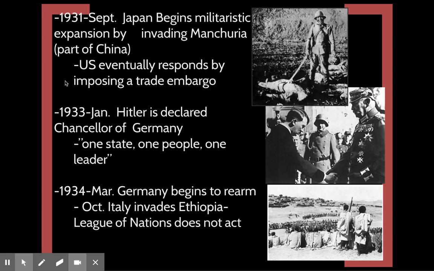So move forward a couple years, 1933. In January, Hitler is going to be declared the Chancellor of Germany. What you need to understand about Germany is they have two different leaders. They have a president and then they have a chancellor. The president holds a lot of ceremonial roles.